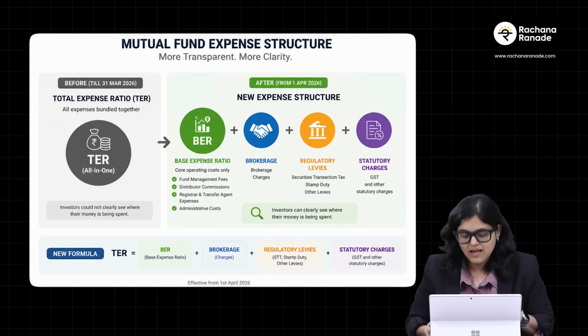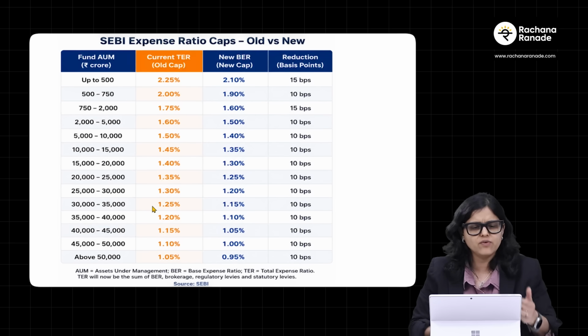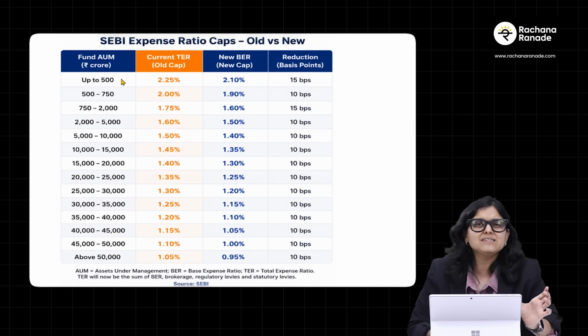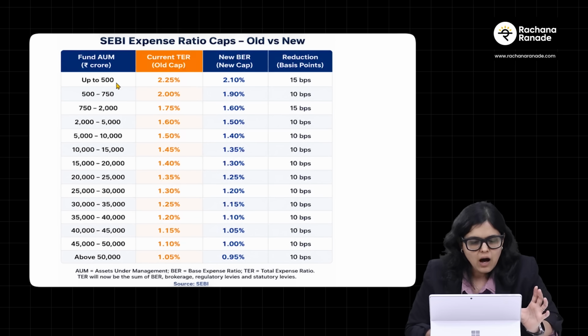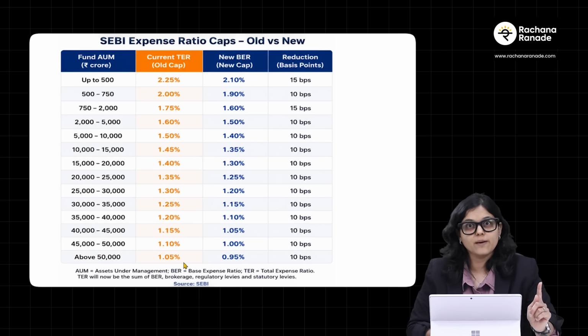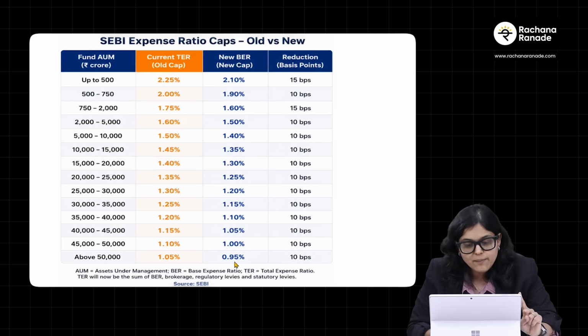And the answer is yes. If I were to give you an example, you can of course pause the video and look for all the fund houses, how much expense ratio will be charged. But it's basically based on AUM. Okay, the higher the AUM, the lower the expense ratio is going to be. So if you see above 50,000 crores AUM, for them, the old cap was 1.05%, and the new cap is 0.95%. So it's a reduction of 0.1% or 10 basis points.